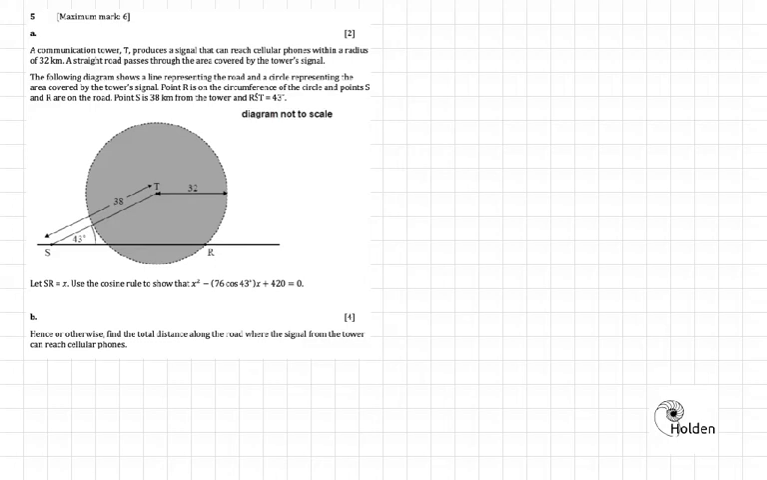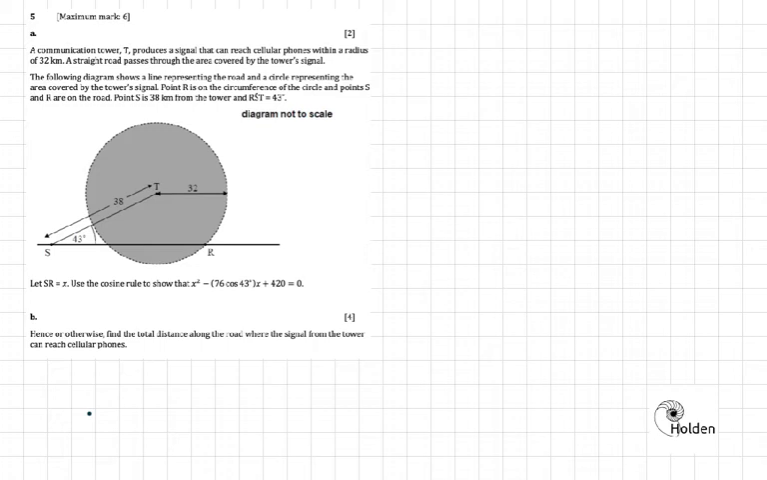Question 5. Maximum mark 6. A communication tower at T produces a signal that can reach cell phone towers within a distance of 32 kilometers. A straight road passes through the area covered by the tower signal, represented by the grey area, and the road is the line SR. The following diagram shows a line representing the road and a circle representing the area covered.